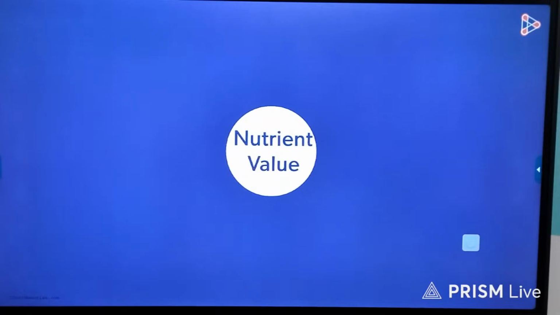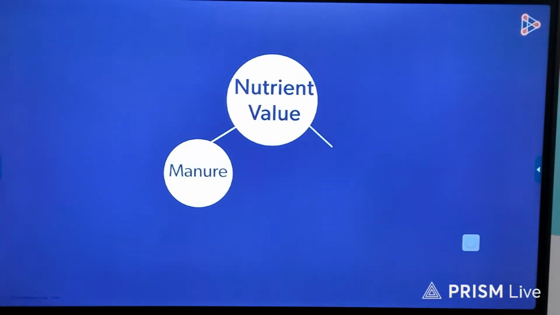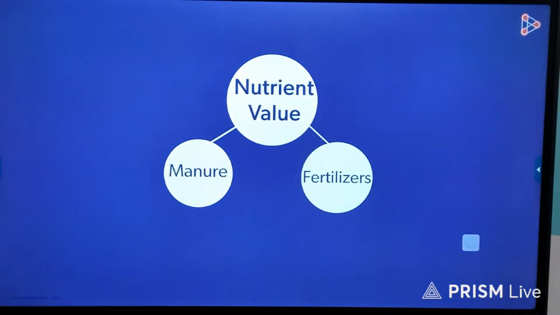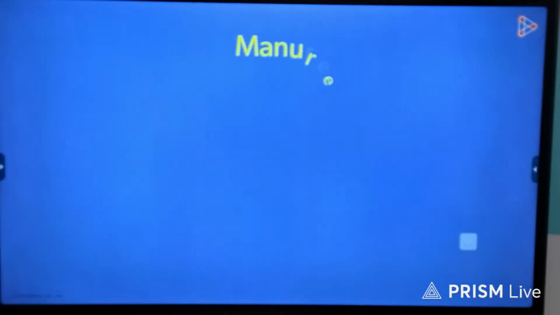There are two ways of increasing the nutrient value of the soil. Firstly, by adding manure, and secondly, by adding fertilizers. Let us say the former is a natural product, while the latter is an artificially produced man-made supplement. How is manure produced? What is it made up of?